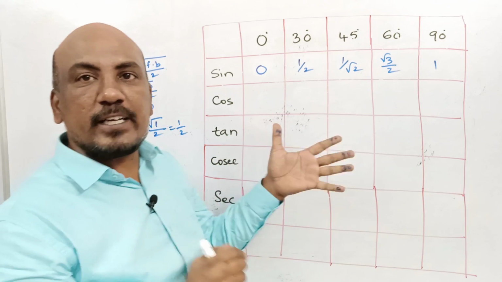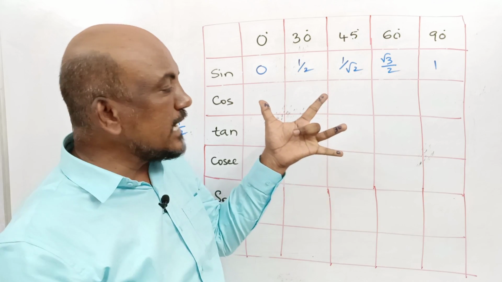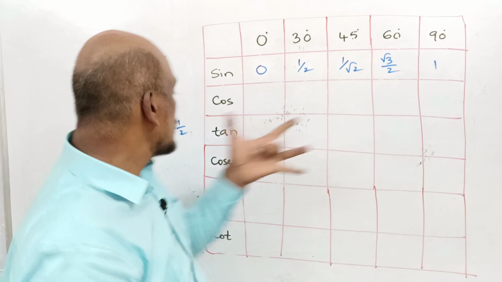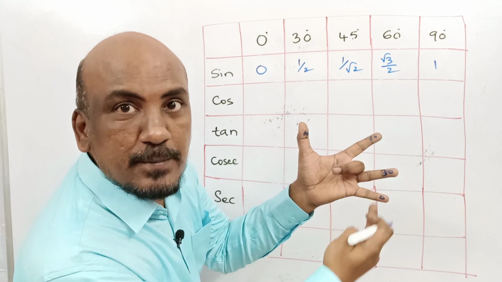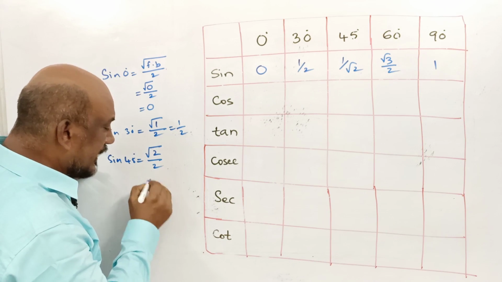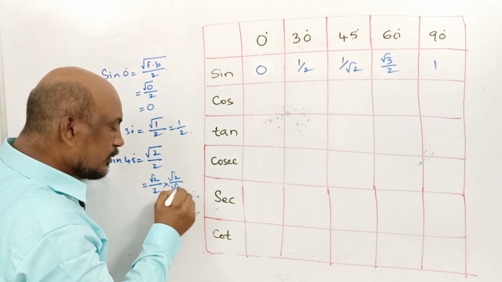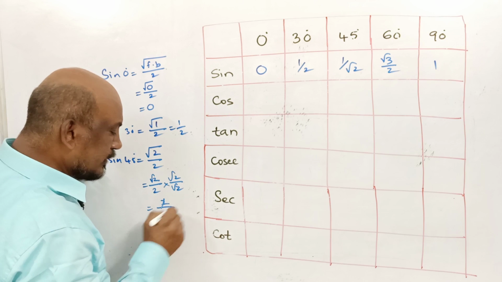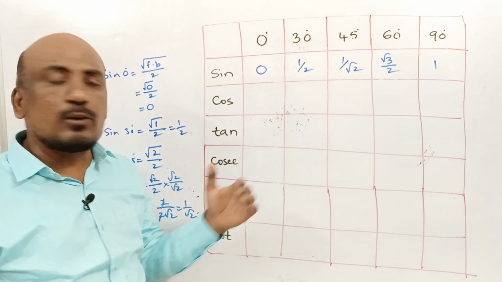Then the third one, sine 45. Let us go for 45: 0, 30, 45. I am closing this finger now. So when I take sine 45, how many fingers are below this one? 2 fingers. So sine 45 degrees is going to be under root of 2, by 2. Under root 2 by 2, we will rationalize it. Under root 2 by 2 into root 2 by root 2 again. So root 2 into root 2 is 2, by 2 root 2. The 2 cancels, and what you get is 1 by root 2.